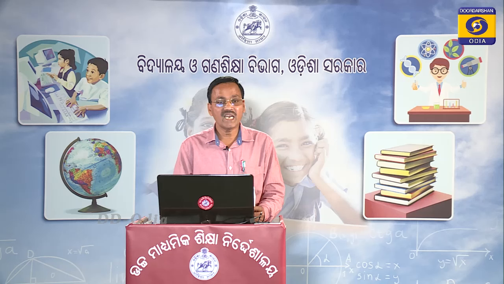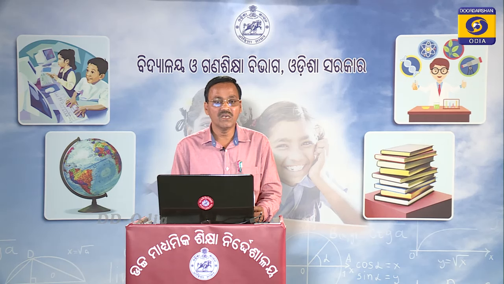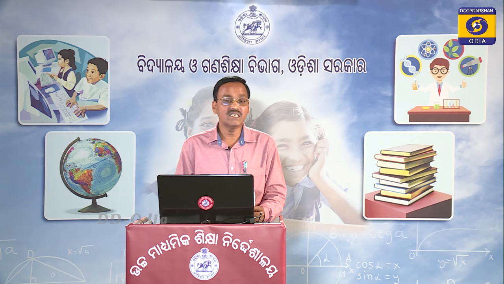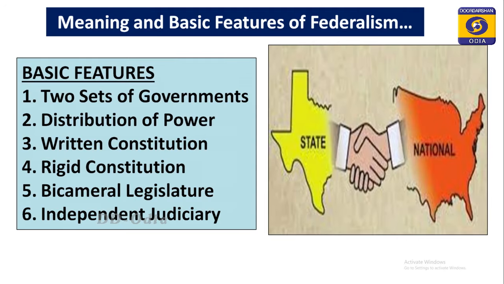Besides that, as I told, there is a distribution of power, a constitutional division of power, in which all derive their power from the constitution. They are independent in their respective spheres. Besides that, there is a written constitution. In a federal form of government there must be a written constitution, and everything is given in black and white.